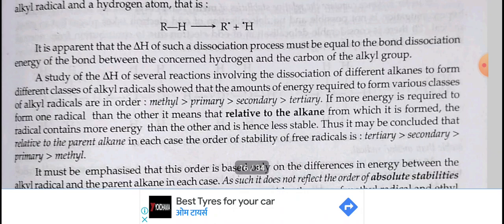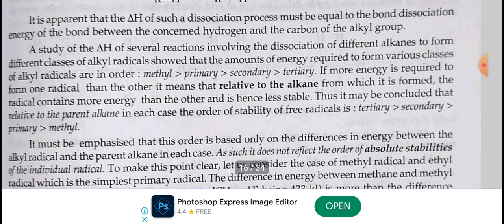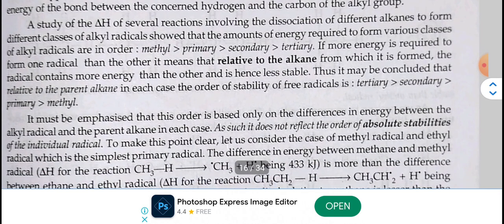A study of ΔH of several reactions involving the dissociation of different alkanes to form different classes of alkyl radicals showed the amount of energy required to form various classes of alkyl radicals is in the order: methyl, then primary, then secondary, then tertiary. If more energy is required to form one radical than another, it means that, relative to the alkane from which it is formed, the radical contains more energy than the other and hence is less stable.